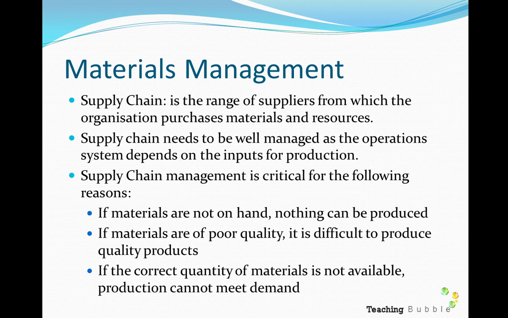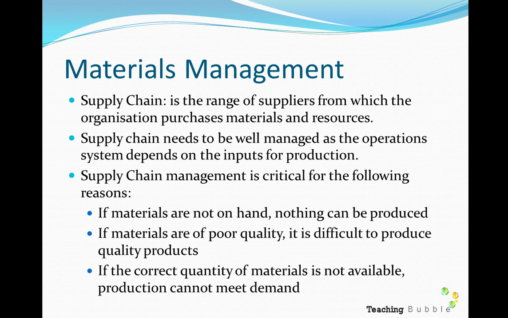So in order to do all this, you need really good supply management. Our supply chain is essentially the range of suppliers from which the organisation purchases materials, but also how it gets to customers. Supply chain management is critical, because if the materials are not on hand, nothing can be produced, and that costs the organisation money. If the materials are of poor quality, it's difficult to produce quality products.